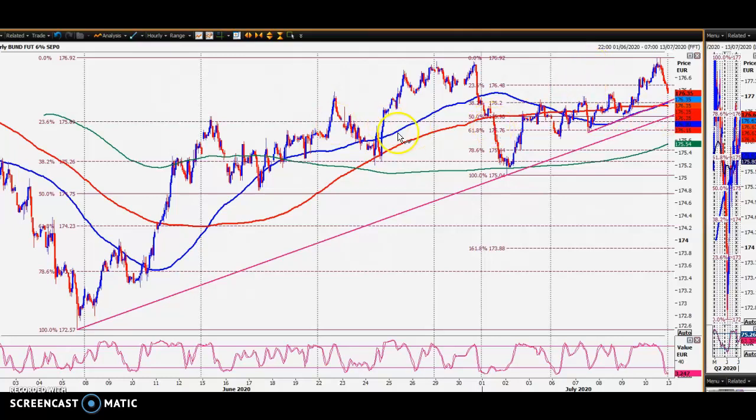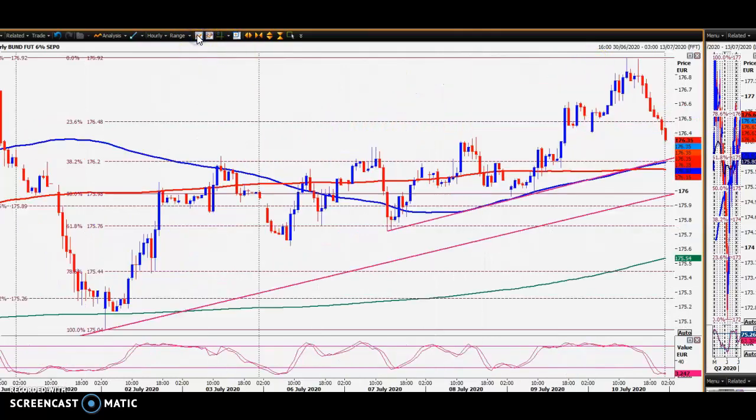Now, if I zoom in a little bit on this, the big level for the day, to me, looks like 176.20, 176.10. On the hourly chart, we've got the 100 and 200 moving averages there, combined with the 38.2% fib, and a very, very small trend line, only going back a few days. But these 3-4 points here should add up to a strong support level. So this is absolutely key for me today.